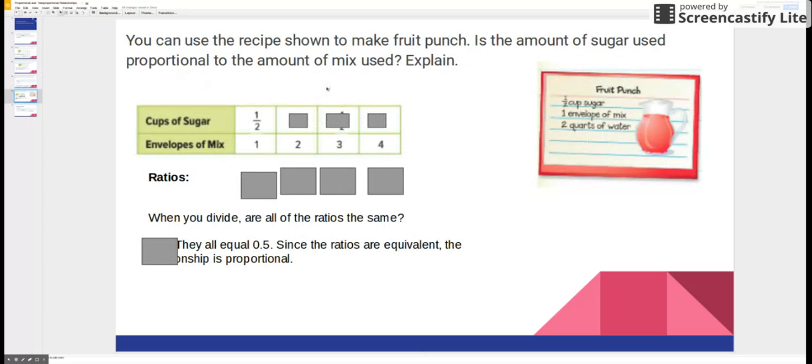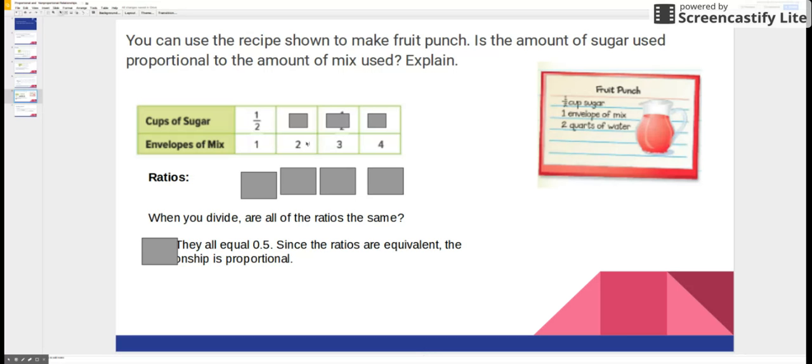Okay, you can use the recipe shown to make fruit punch. Is the amount of sugar used proportional to the amount of mix used? Explain. So here's our recipe we're working with. To make fruit punch here, it says 1/2 cup of sugar, 1 envelope of mix, and 2 quarts of water. So for every 1 envelope of mix, we need 1/2 cup of sugar.